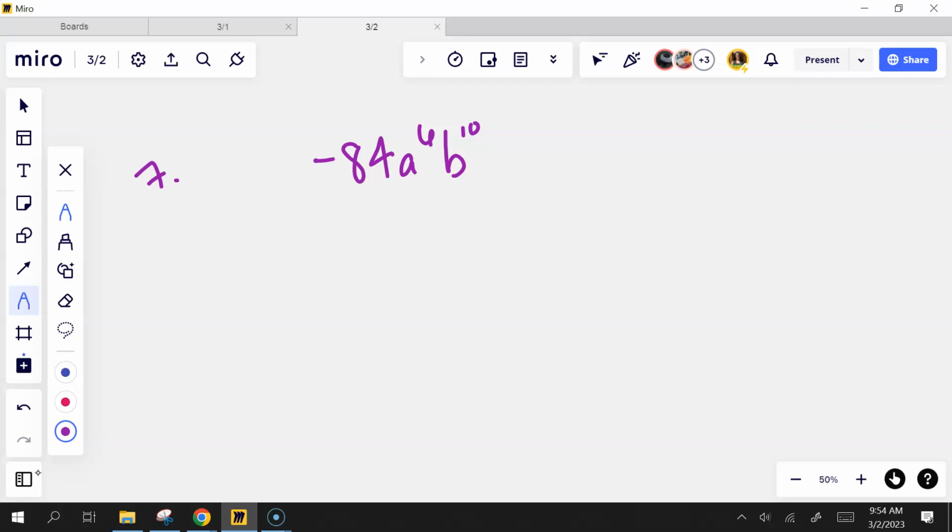Write two monomials with a product of negative 84a^6 b^10. So first of all, give me two numbers that multiply to negative 84. There's not just a right answer for this. You could have multiple things. Then I need two a's that whenever I add their exponents, they're going to give me 6. 2 and 3 works. 1 and 5 works. It doesn't matter. That's the point here, it doesn't matter.